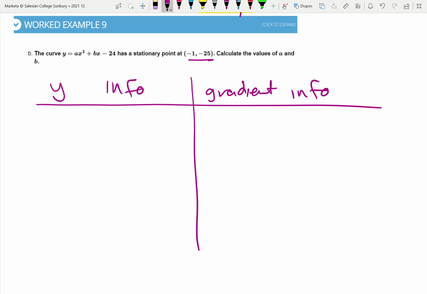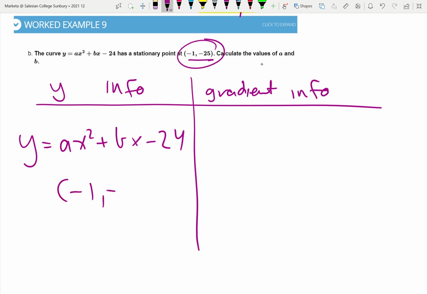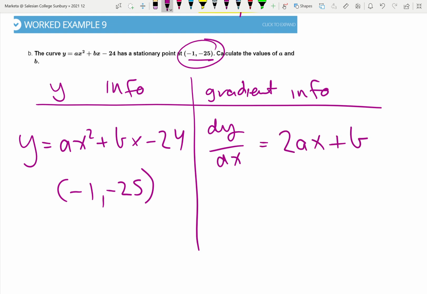And the y information is y equals ax squared plus bx minus 24. And there's a point. It's a stationary point, but it's still a point that exists on that graph. So the point is negative 1, negative 25. In our gradient information, the gradient dy/dx is 2ax plus b. And the point that exists there is negative 1 for x, and the gradient is 0, because a stationary point means that the gradient is 0.